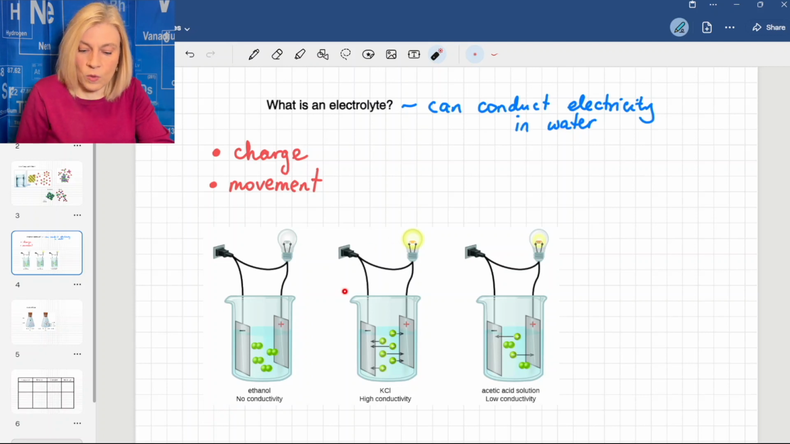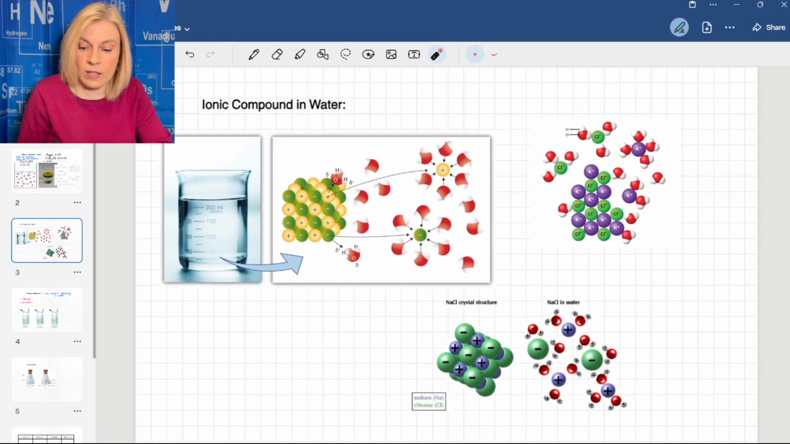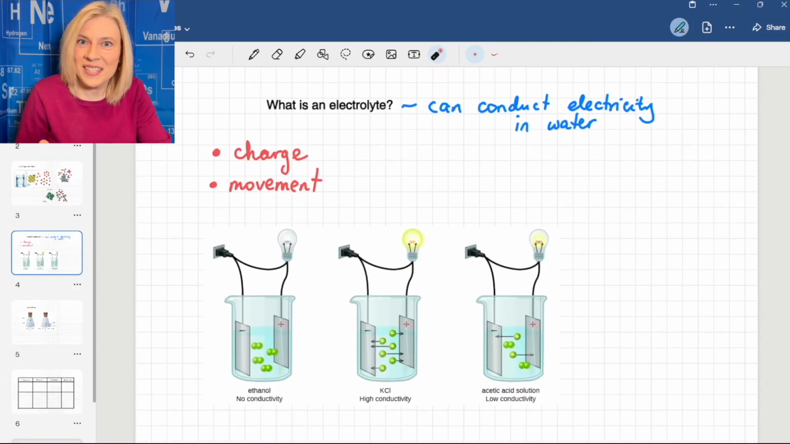Let's look at this picture. What happens when you put an ionic compound in water? Well, in order for an ionic compound to dissolve, it has to dissociate. That's what we said. It dissociates into ions, and individual ions have charge. So here, if you put potassium chloride, you have ions swimming between. Oh, I have charge and I have movement. Two conditions are met. So my ionic compounds are very strong electrolytes, and you can see that the light bulb is brightly lit.